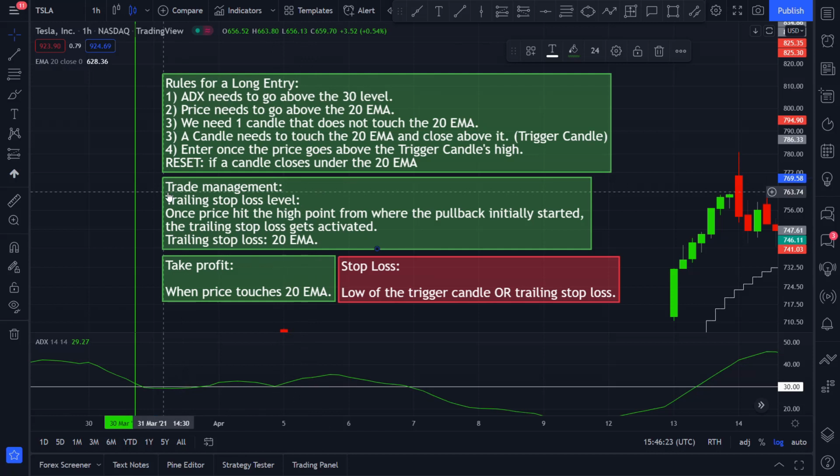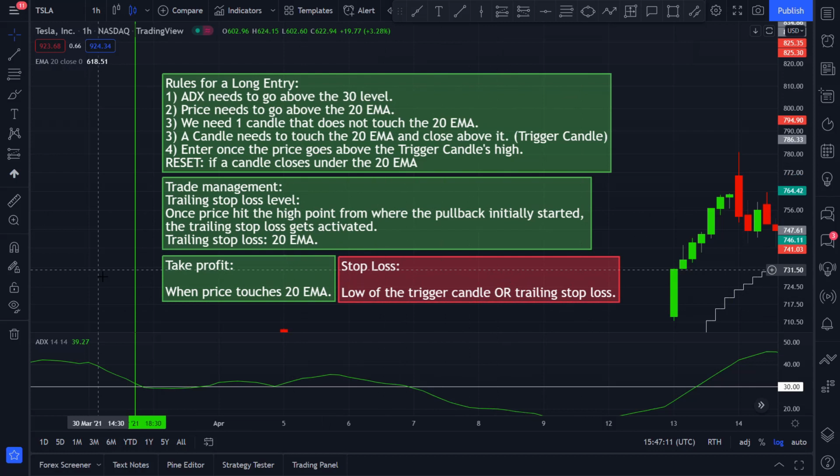There is one trade management rule which involves a trailing stop loss. So once the price hits the high point from where the pullback initially started, then the trailing stop loss gets activated. And that basically means that when this condition happens, we are going to start using the 20 EMA as a trailing stop loss. So anytime the price touches the 20 EMA, we are going to exit the position. Take profit level is going to be when price touches the 20 EMA, and stop loss level is going to be the low of the trigger candle or the trailing stop loss.